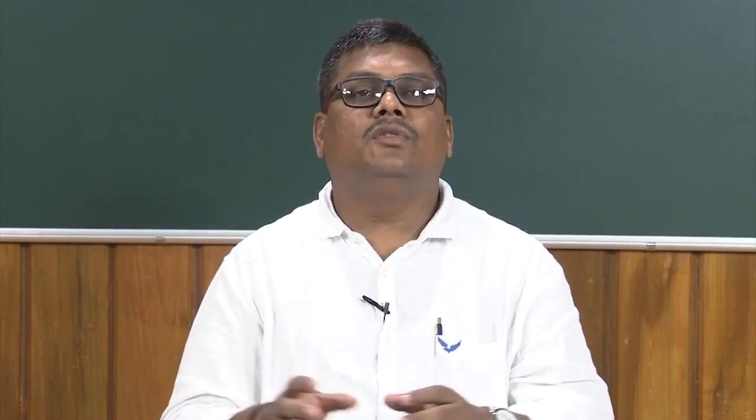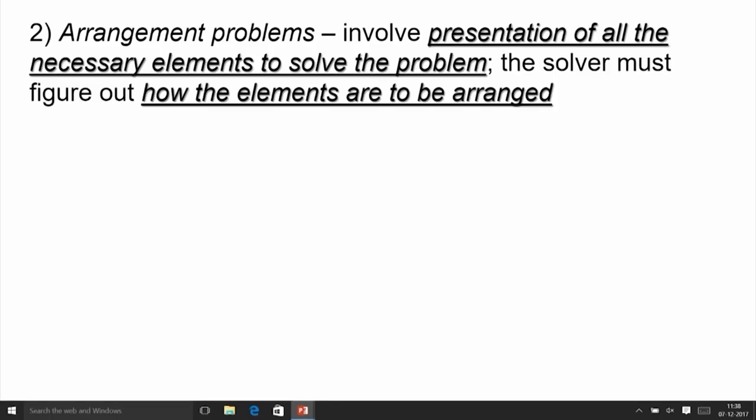So, you know the initial state, you know the goal state, and you have to use the appropriate problem solving strategies, and eventually reach the goal state. So, these are transformational problems. You have to transform from the initial state to the goal state using certain rules, navigating certain hindrances, to arrive at that. The second type of problem are called the arrangement problems.